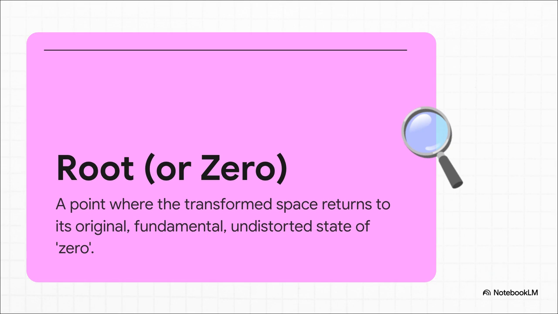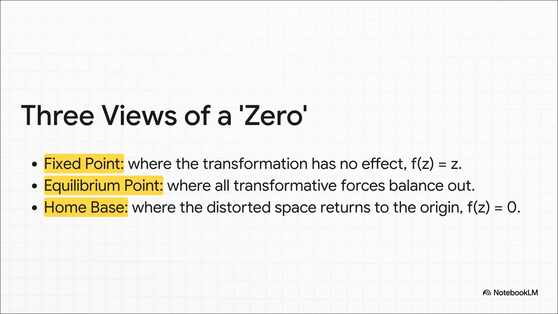Here's the deeper answer. A root, a zero, is a point of return. It's a special, magical input where the transformed space, after all the folding and stretching and warping, finds its way all the way back home to its original, fundamental, undistorted state of zero. You can think about it a few ways. It's an equilibrium point where all the transformative forces just perfectly balance out. It's also closely related to a fixed point, a spot that doesn't move at all. But maybe the most powerful way is to think of it as home base. It's the one input that sends the warped space right back to the origin.